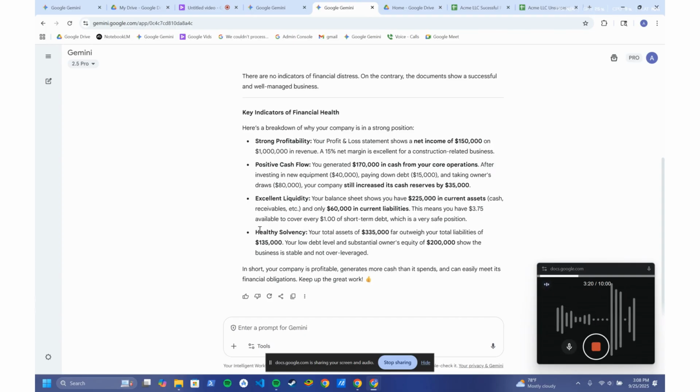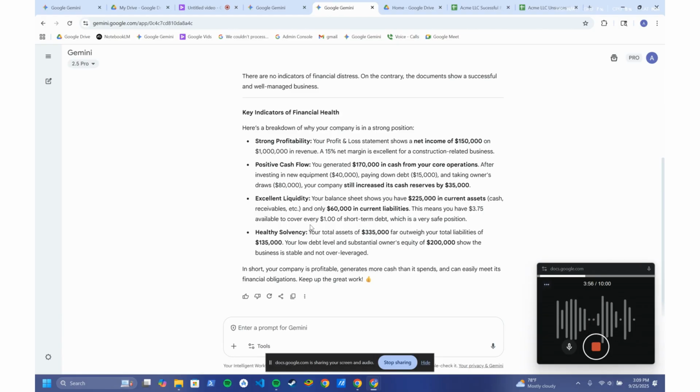And then the liquidity, which is nice if you need to sell some assets and quickly buy some other business to triple your profits or something. If there's some opportunity that comes up, you can quickly turn your assets into cash and grab that opportunity up. So that's always great.